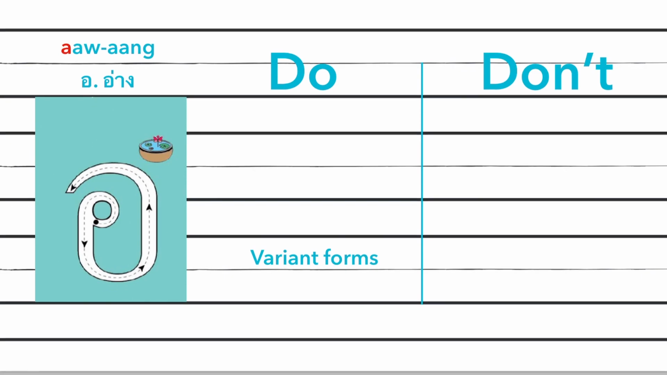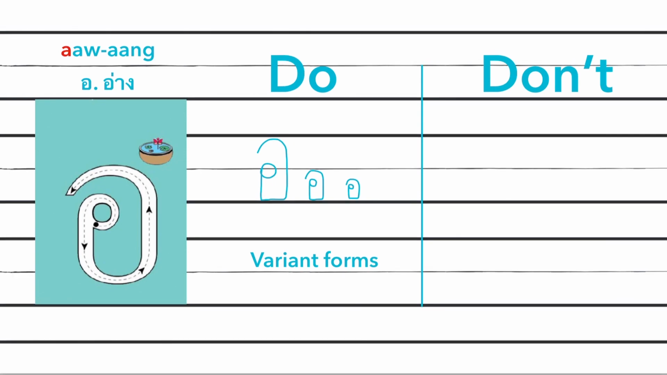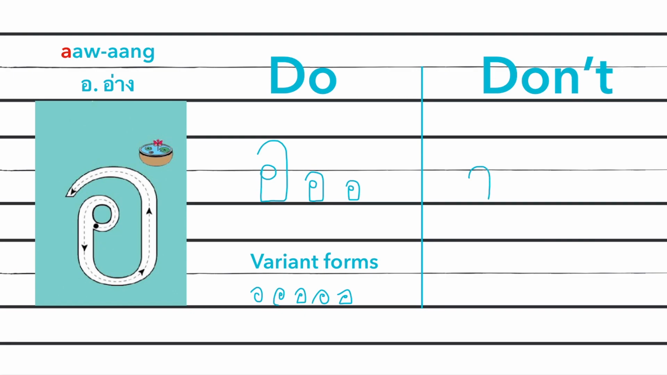Start from the circle in the middle, write down, then to the right, right up, and then a curve to the left. Variant forms of ออ่าง. Don't start from the line without the circle and be careful about the position of the circle.